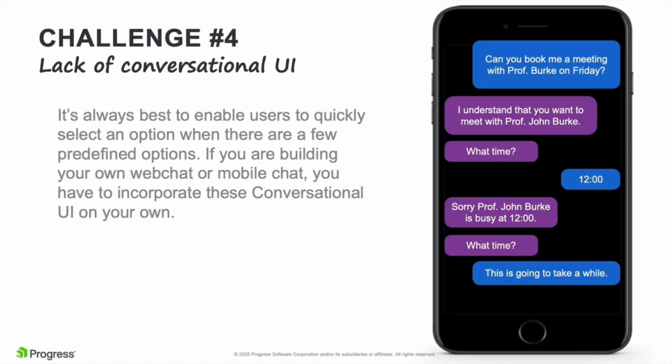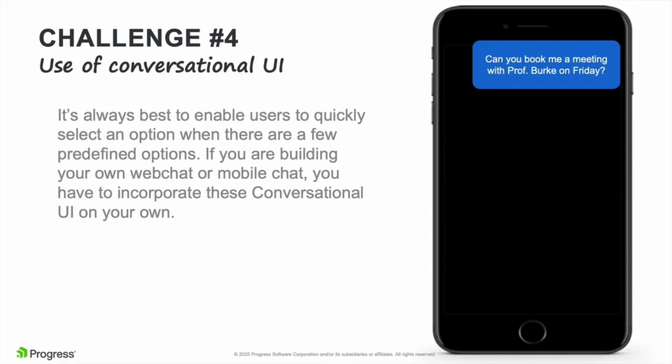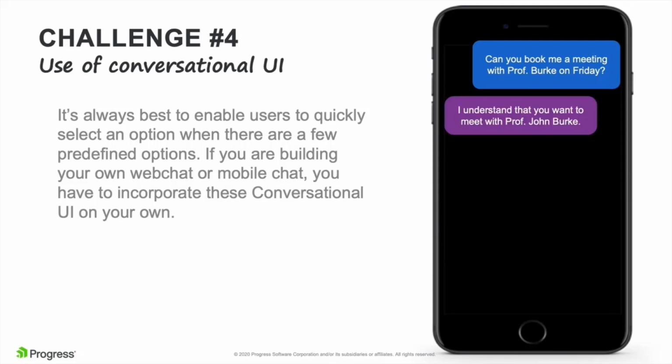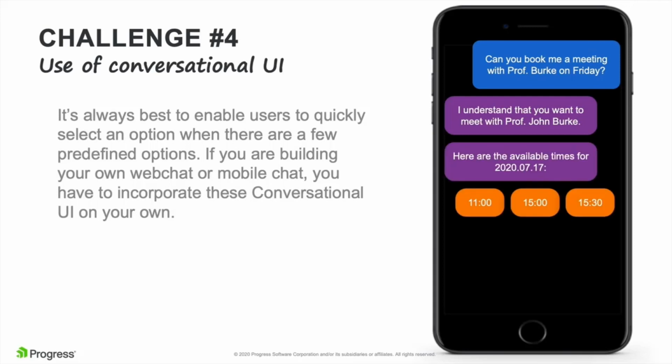So what we should be doing is actually using conversational UI to guide the student through this conversation. If the student wants to see Professor Burke on Friday, sure, we can help you with that, and here are the available slots. And by using the conversational UI, we have those three orange buttons that display the options to the user, who can pick one of the times and book it really quickly.